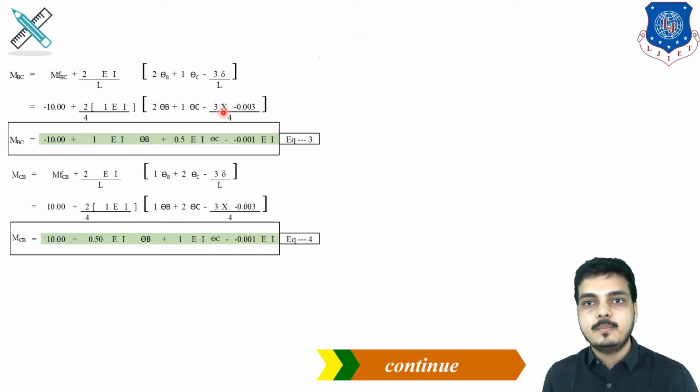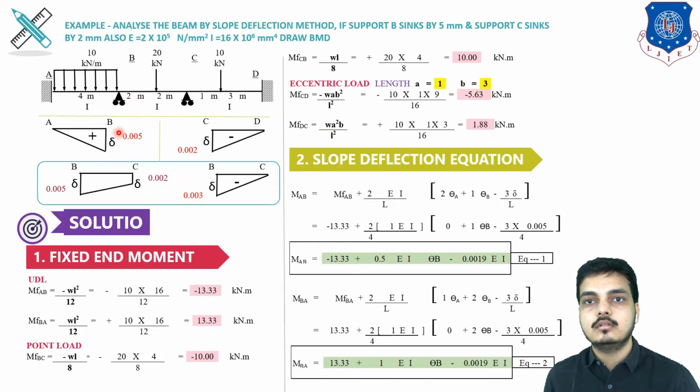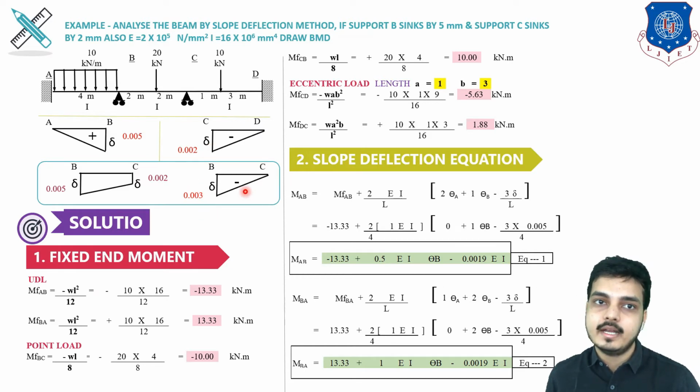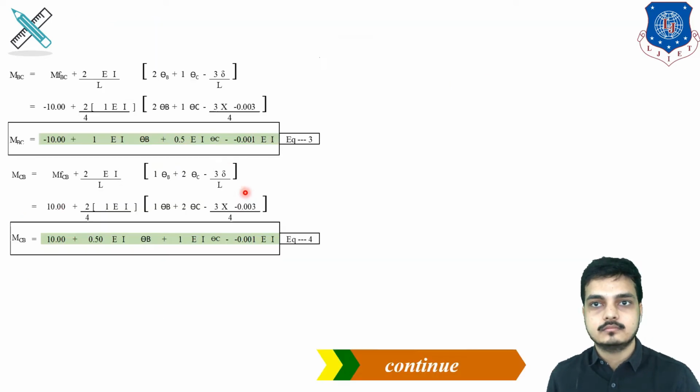Now for the BC span we have to see what is the value of delta. For the BC span it is 0.003 and for the CD span it is 0.002. In place of delta for the BC span we have to keep 0.003 but in negative form, because it is anti-clockwise, so we have to keep it as negative. Look, here I have kept it as negative. Let's understand. M_BC is nothing but MF_BC plus 2EI upon L into bracket 2 theta B plus 1 theta C minus 3 delta by L.